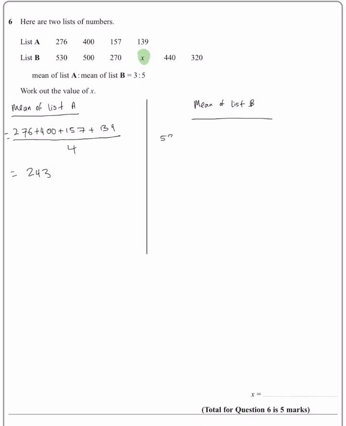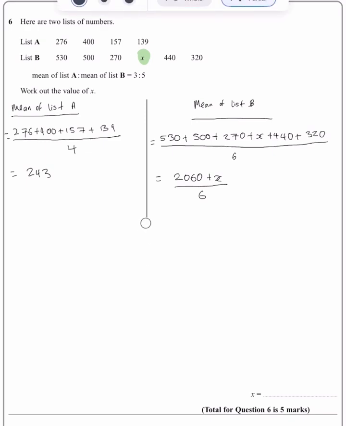Same methodology for list B. So we're going to do 530 plus 500 plus 270 plus x plus 440 plus 320, and we're dividing it by 6 because there's 6 numbers in total. And that is equal to 2060 plus x over 6. Okay, so from this part onwards, we know that the ratio of list A to B is 3 to 5.